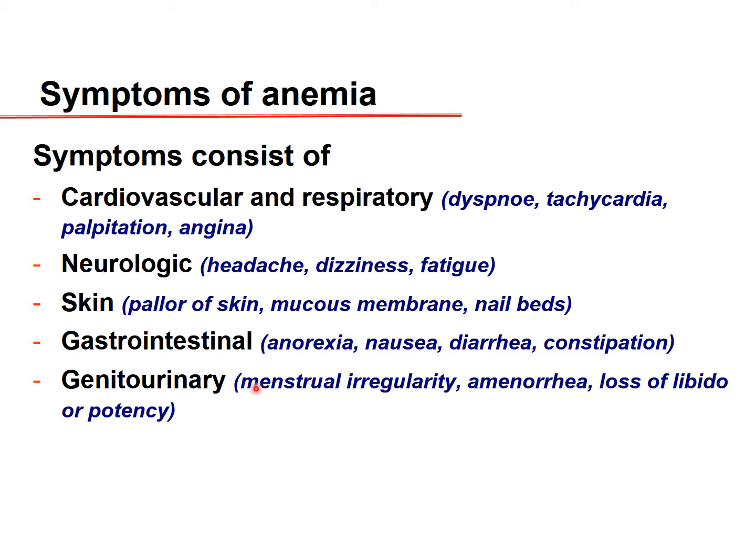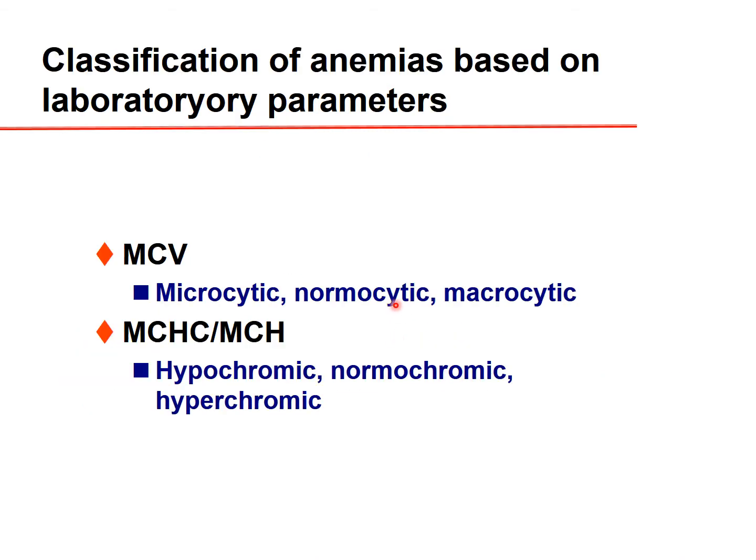Or the genitourinary tract can be affected; menstrual cycle irregularity, amenorrhea, loss of libido, or impotence can develop in cases when we do have anemia. Now, the classification of anemia is usually based on laboratory parameters. As we will learn, the red blood cell size and the red blood cell hemoglobin content are the parameters that we use to classify anemias.